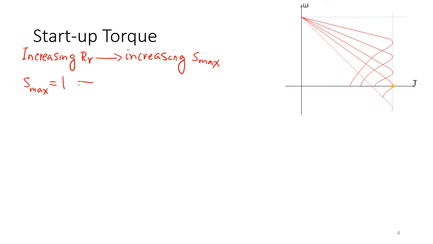In this case, TSS, the standstill torque or startup torque, will be equal to T max. In the previous slide we showed it with S max 4 and here with this orange color.